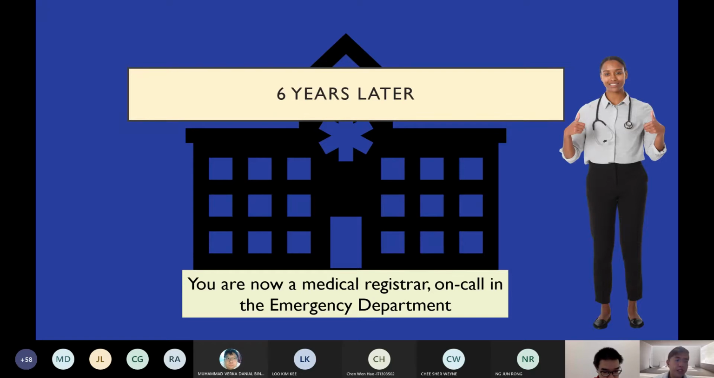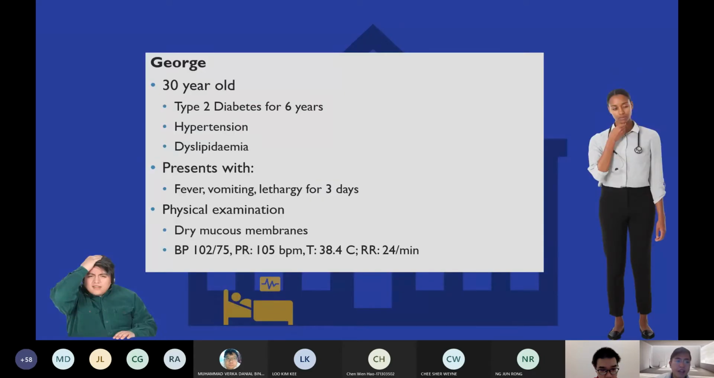6 years later, you are now a medical registrar. You're on call in emergency department. And you see Mr. George again. He is now 30 years old, and he's been living with type 2 diabetes for the past 6 years. He's also hypertensive, like we saw just now, and he also has dyslipidemia.